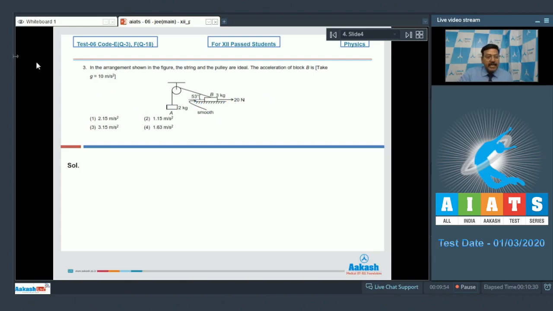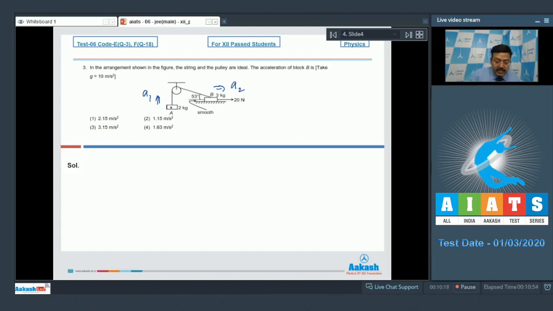Well, we can say that the question is from the topic laws of motion, and there is a bit of constraint relation also involved here. So let's assume that tension in the string is T, and this one, A, is going upward with acceleration A1, and B is going towards right with acceleration A2.